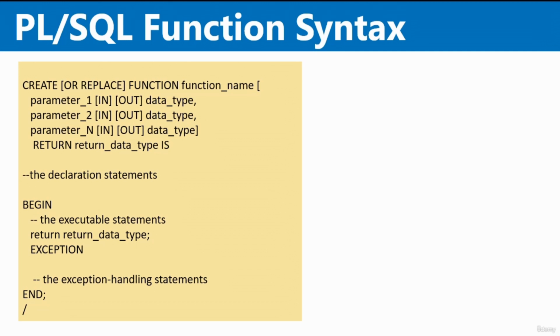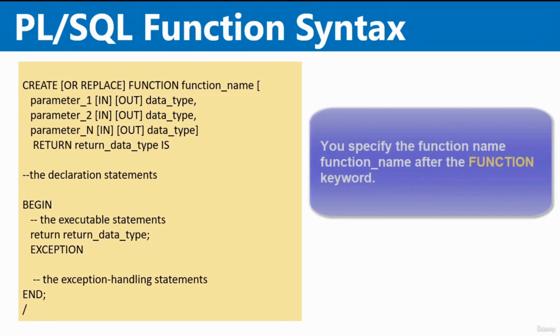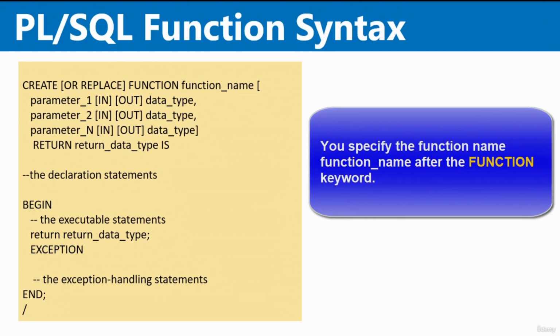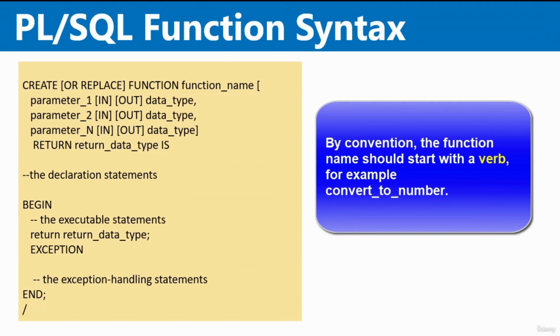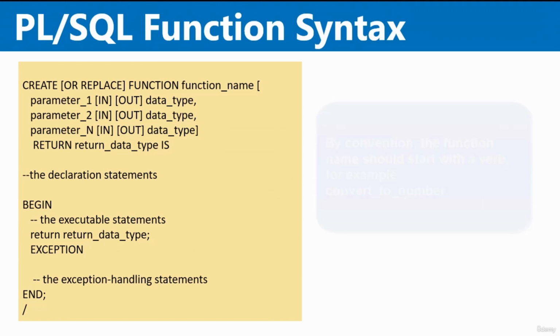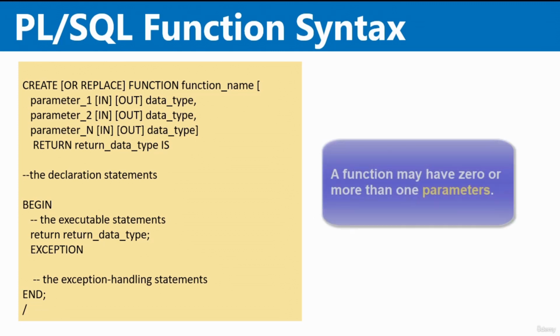Let me walk you through the syntax. You can specify the function name after the keyword function. By convention, the function name should start with a verb, for example, convert_to_number. A function can have zero or more parameters.